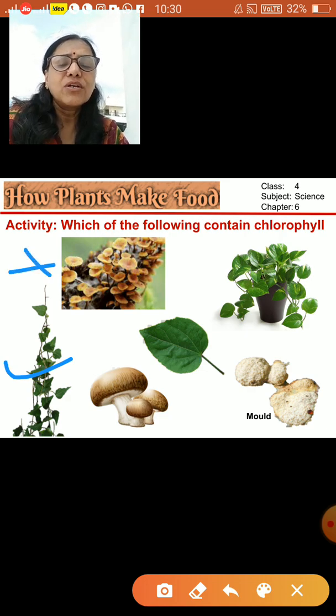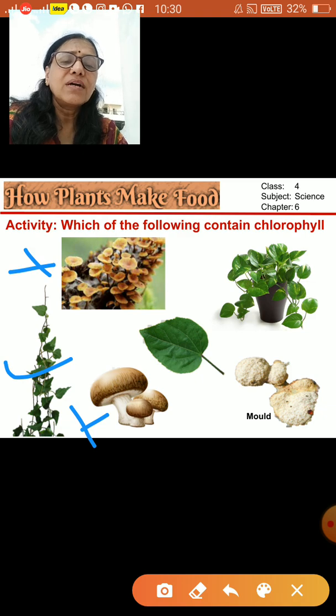Down below you see it is a mushroom. It is a very popular non-green plant. It is called mushroom and it does not contain chlorophyll. So it is not able to make food. So I'll mark it cross.